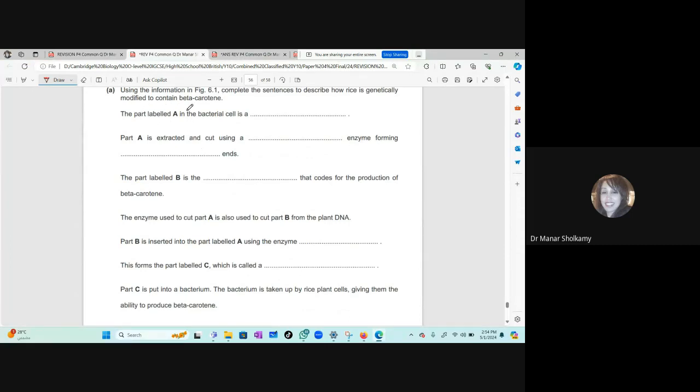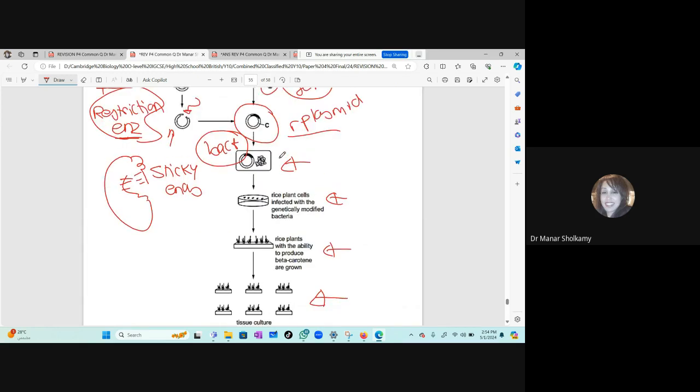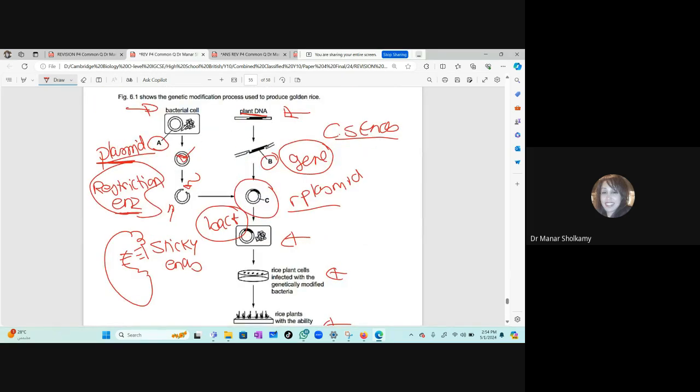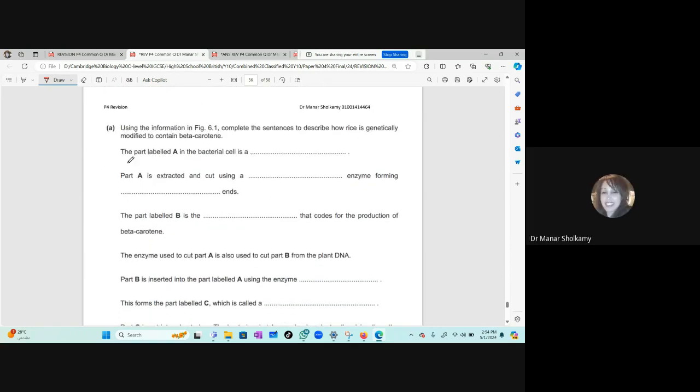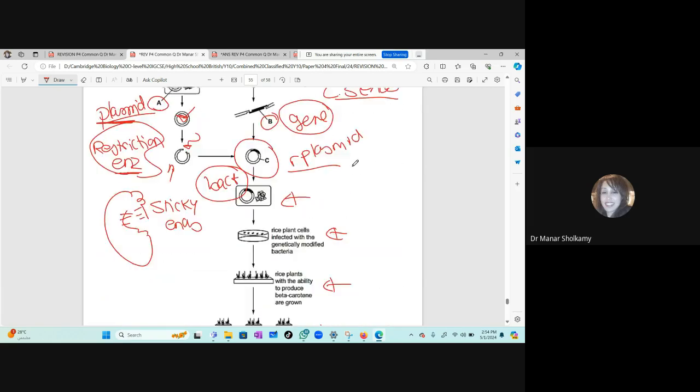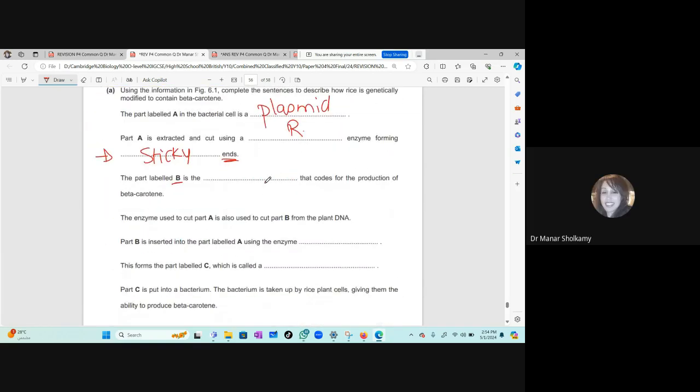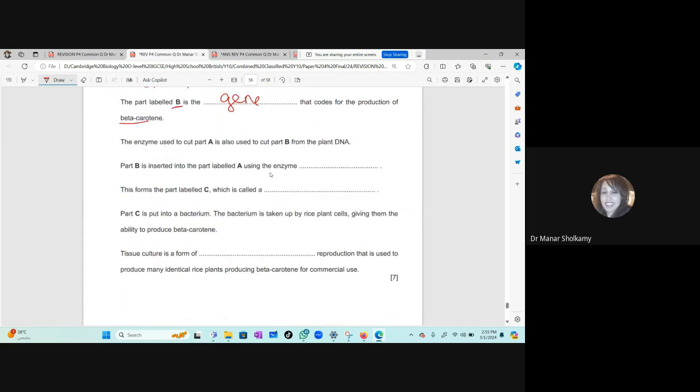The bacterial part labeled A is what? What did we say A was? Plasmid. Yes, it's the plasmid. Part A is extracted and cut using what enzyme? Restriction enzyme. Yes, restriction enzyme, forming what? Sticky ends. Yes. The part labeled B is the gene. What is B? Yes, it is the gene. Well done. That codes for the production of beta carotene in this case.